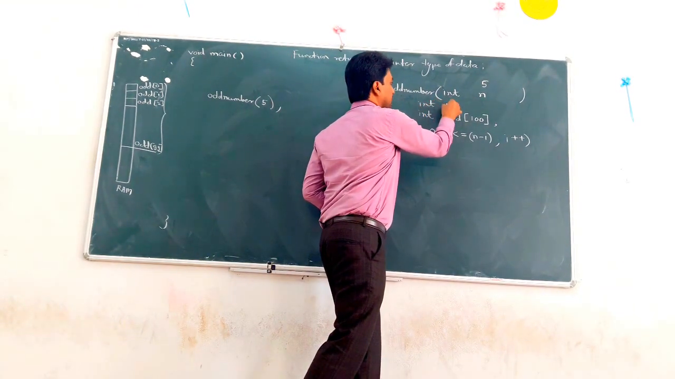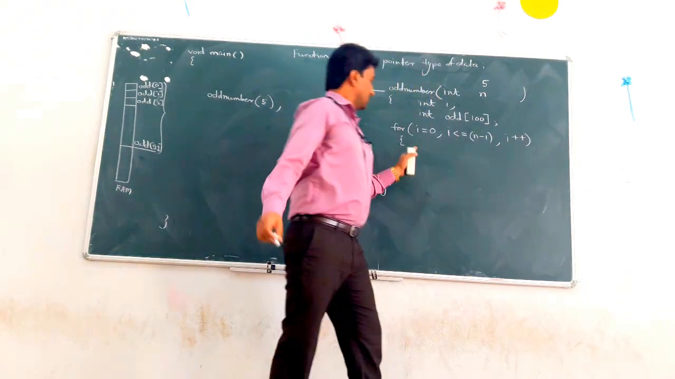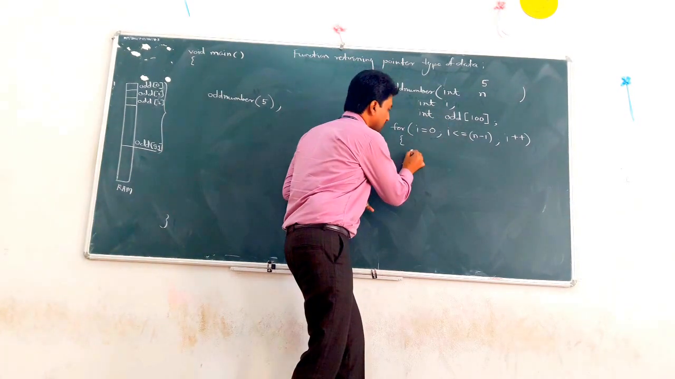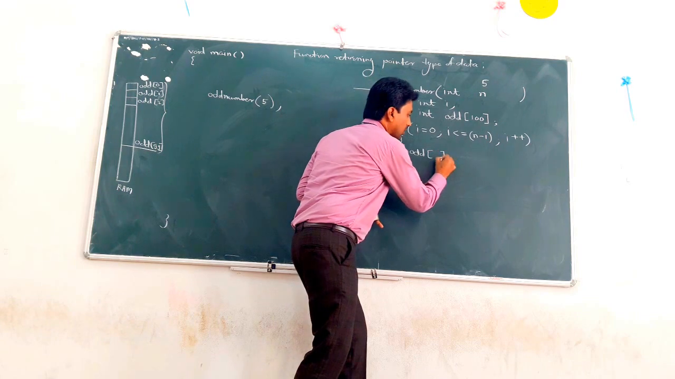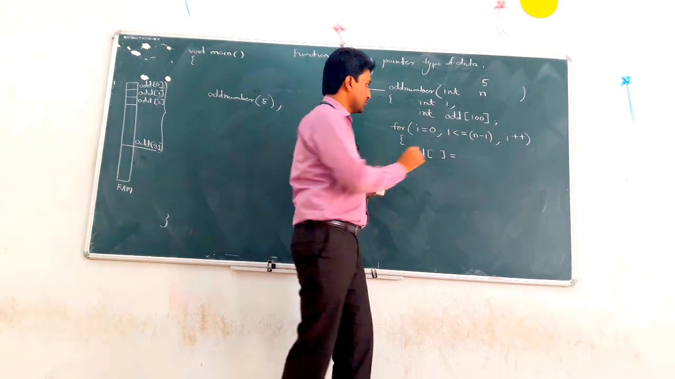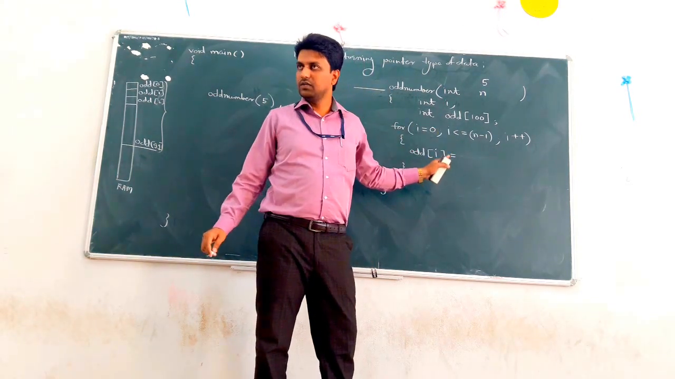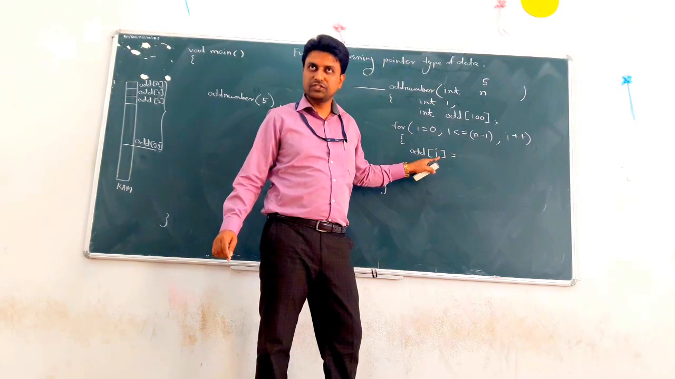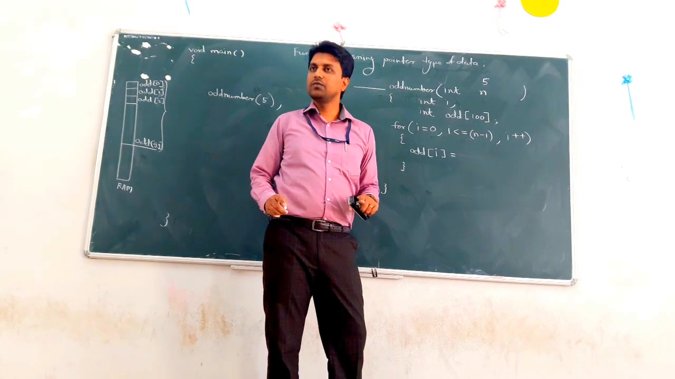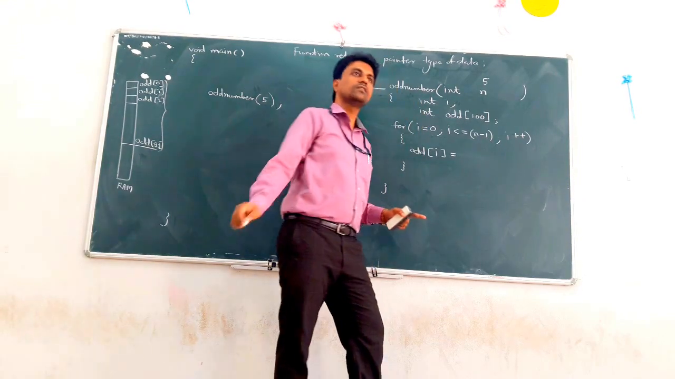Declare int I. Okay. Next. What is next? We want to store the first odd number into odd of 0. How do we get the index? By variable I. In the first iteration, I's value is 0. So odd of 0 is equal to what? We want 1. So can we directly assign 1?